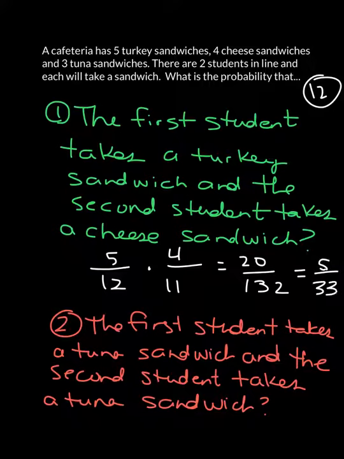The second scenario says the first student takes a tuna sandwich and the second student takes a tuna sandwich. So again, there's 12 total sandwiches available. So first we have 3 sandwiches out of 12. And then there's only 2 tuna available because one's already taken. And again, only 11 total sandwiches, which gives us 6 over 132, which simplifies to 1 over 22.